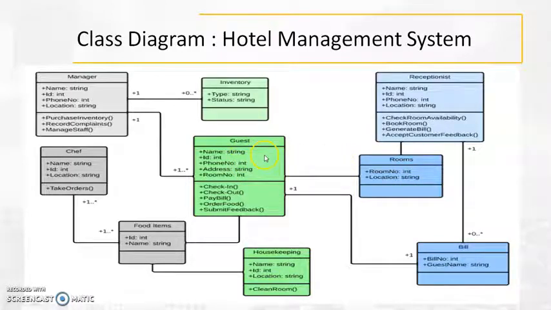This particular guest is also related with rooms and the receptionist. So the receptionist will allocate the rooms to the guest. The receptionist class has name, ID, phone number, location, check room availability, book a room, generate a bill, accept customer feedback, which is related with this bill class. So these are the types of association relationship, and this indicates the multiplicity: more than one receptionist and zero to many bills will be generated by this receptionist.